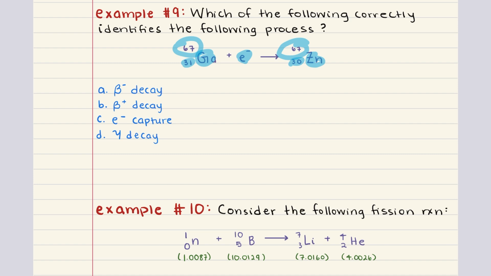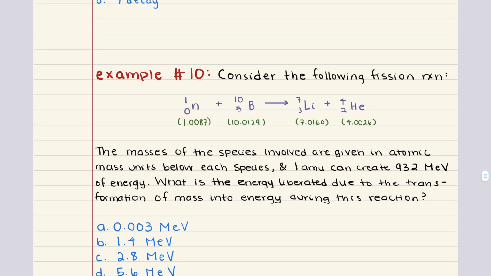And during electron capture, an inner shell electron is absorbed by the nucleus. The electron combines with a proton to form a neutron, and that reduces the atomic number by 1 while leaving the mass number unchanged. And the resulting element is 1 atomic number lower than the original. So the correct answer for problem 9 is C. Let's take a look at problem 10.